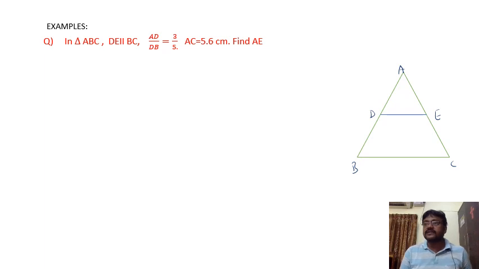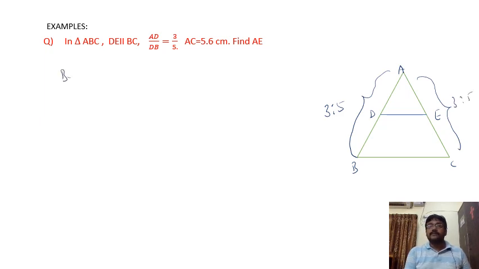So whenever we see this kind of situation, we certainly remember Thales theorem. Okay, AD by DB is equal to 3 by 5. That means 3 is to 5. So this portion is divided in the ratio 3 is to 5. That's what we need to remember. Because of the Thales theorem, since this is parallel to BC, this side must be divided in the same ratio, 3 is to 5.